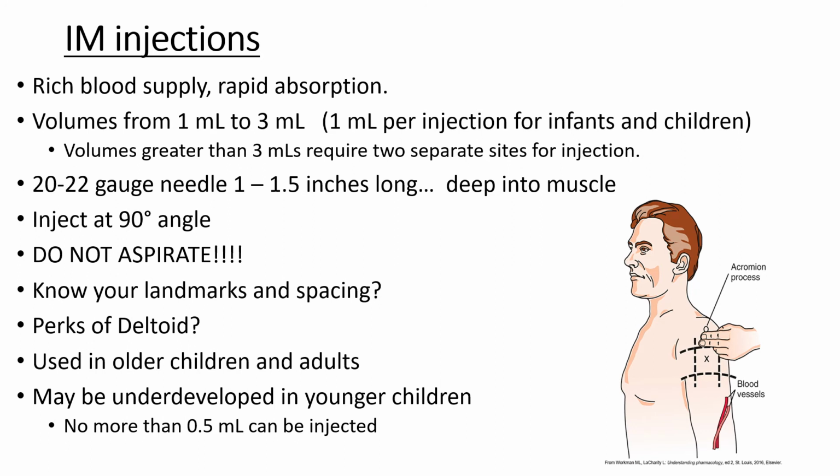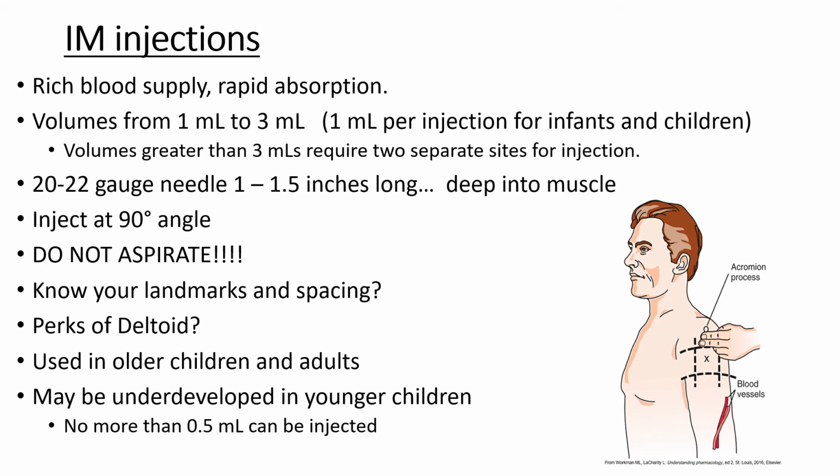So again, the volumes for delivering medications IM are going to be 1 ml to 3 mLs. Remember, if you're giving more than 3 mLs of a medication, you are going to have to use 2 separate sites for injection. Personally, if I were given 4, I would divide it into 2 equal injections and deliver in two different locations. For infants and children, they have that 1 ml per injection. So remember the limits on those. I assure you, you're going to see those again.